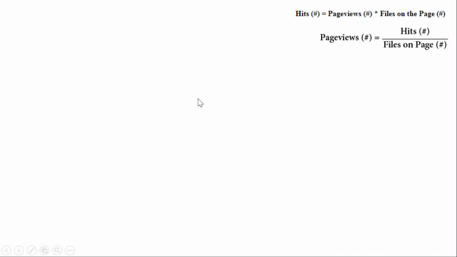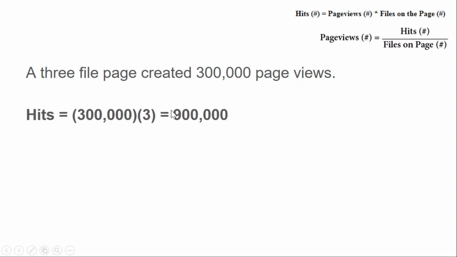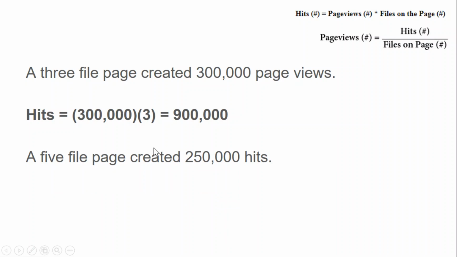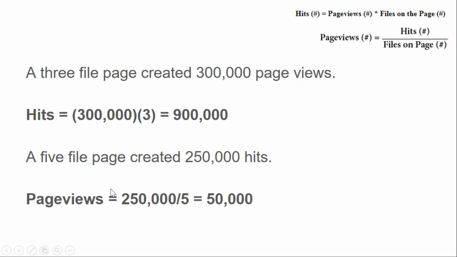So let's give you a couple examples here. You've got a 3-file web page that generated 300,000 page views. You end up with total hits then of 900,000. You've got a 5-file page that created 250,000 hits. We're solving for page views, so you end up with 250,000 divided by 5, or 50,000 different page views. Pretty simple, pretty straightforward, not much to it.